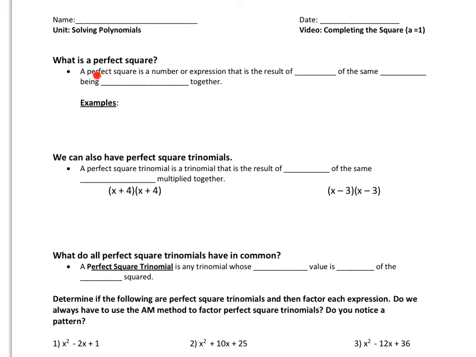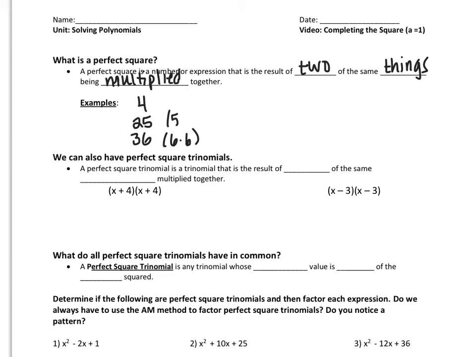So just recall that a perfect square is a number or an expression that is the result of two of the same numbers or things being multiplied together. Okay, so for example, 4 is a perfect square, 25 is a perfect square, 36. They're all perfect squares because they were the result of two of the same things being multiplied together.